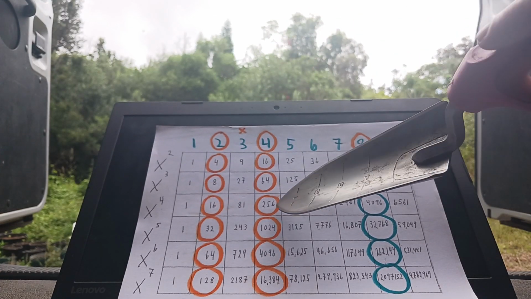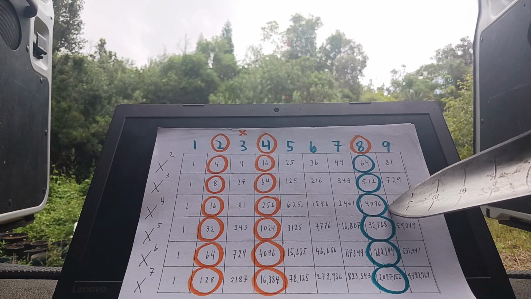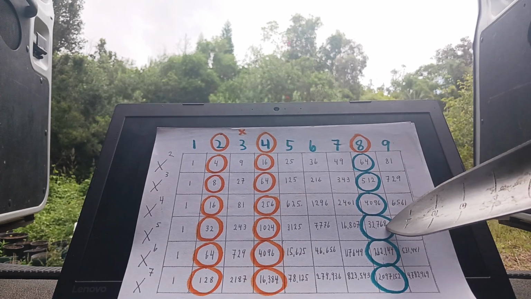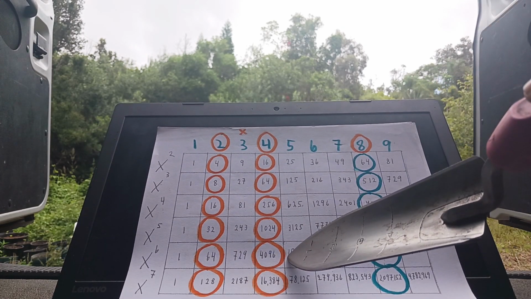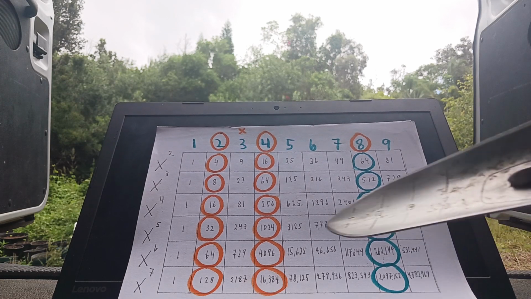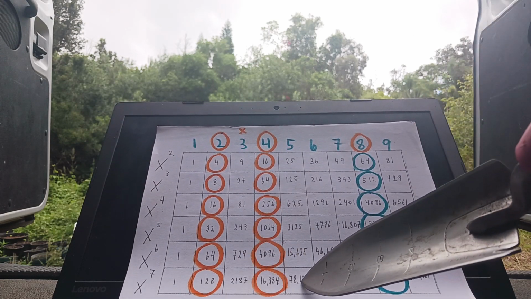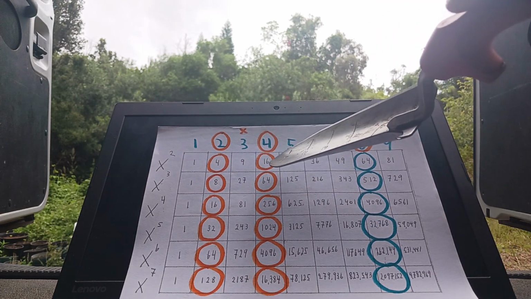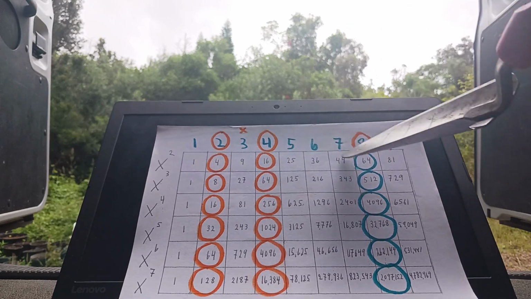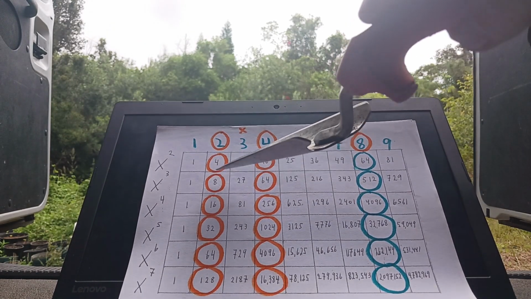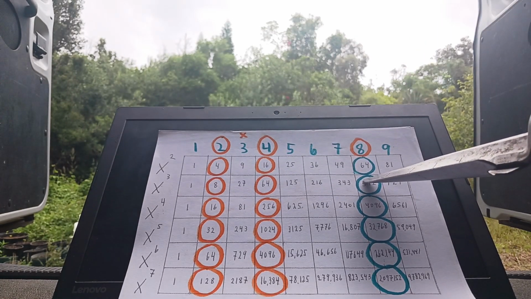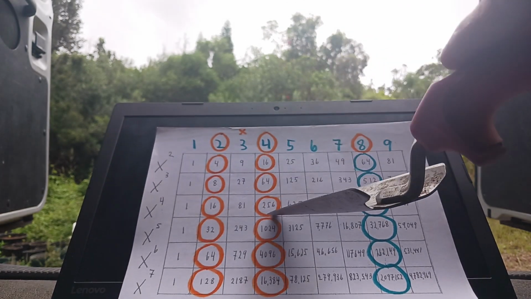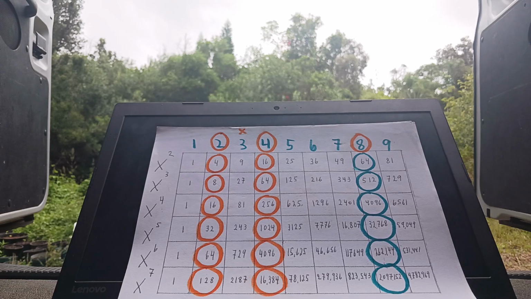2 to the fourth times 4 to the fourth is 8 to the fourth. 2 times 4 is 8. 2 to the fifth times 4 to the fifth is 8 to the fifth. 2 to the sixth times 4 to the sixth is 8 to the sixth. 2 to the seventh times 4 to the seventh is 8 to the seventh. 2 to the eighth times 4 to the eighth is 8 to the eighth. 2 to the ninth times 4 to the ninth is 8 to the ninth. 2 to the 10th times 4 to the 10th is 8 to the 10th, etc.